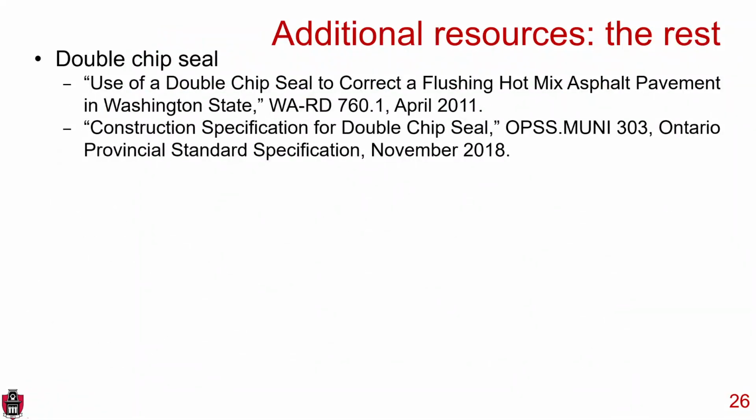And then we've got quite a few things for double chip seals. We got our Washington report. I encourage you to take a look at that. We've got something out of Ontario. Their standard specification does a very nice job of going over some details about double chip seals. Very nice document. You can learn a lot from reading specifications. It's not exactly the most exciting reading, but you do learn a lot, so there's that.